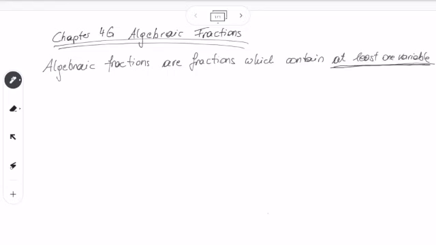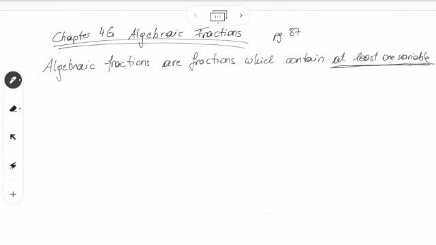Hi, MYP3. Today we're going to talk about algebraic fractions. This is chapter 4G in your book, and you can find it on page 87. I typed it out here, page 87 in your Snowflake Heath math book.